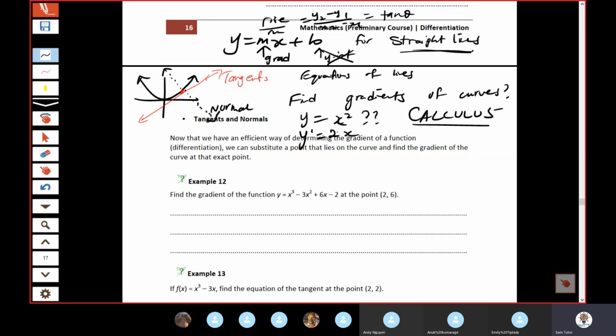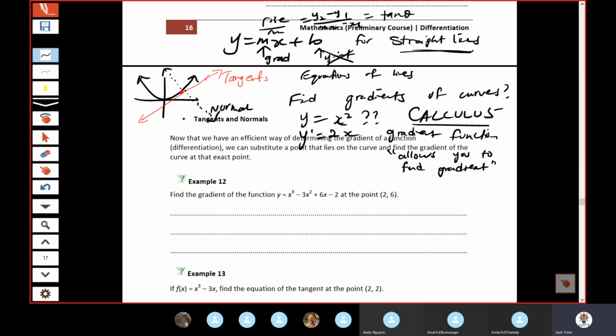Now, that is not the gradient. That's what's called the gradient function. I should be very clear with that, because a lot of students keep going, oh yeah, differentiate is the gradient. It's not. Let's write it like this: it allows you to find the gradient.